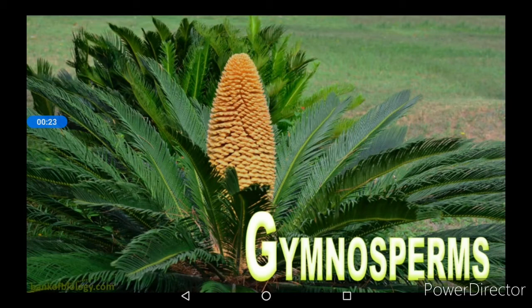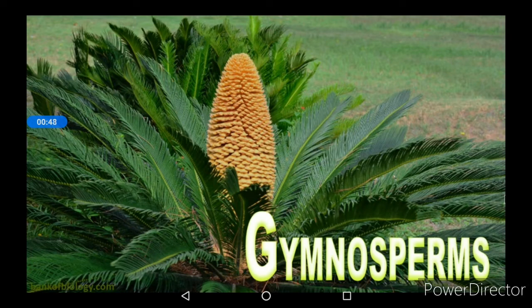Based on the types of seeds they produce, they are classified into two categories, that is gymnosperms and angiosperms. I know you are all familiar with these terms because you already studied them in detail in your 9th standard, right? So what are these gymnosperms? Today we are going to discuss gymnosperms.